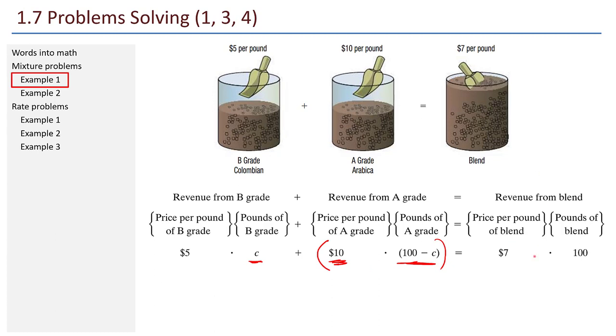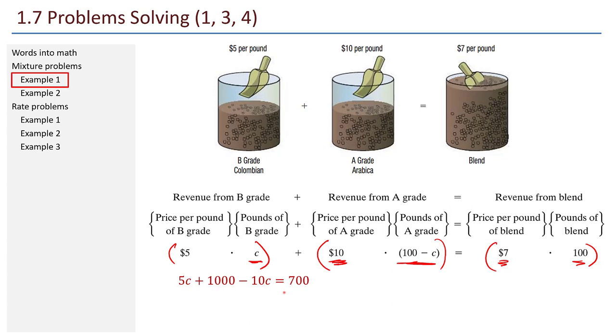And then finally, from the blend, it's $7 per pound times 100 pounds. I'm going to multiply those together to see how much money I get. So we find that multiplying 5 times C is 5C. Multiplying 10 times 100 minus C is 1000 minus 10C, and that equals 700.